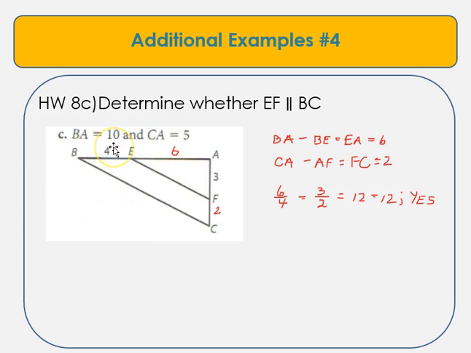6 over 4, or 6 is to 4, equals 3 over 2. And 6/4, if you were to divide both of these by 2, you would end up with 3/2. You could also multiply across. 6 times 2 is 12. 4 times 3 is 12. 12 equals 12. So yes, they are parallel.